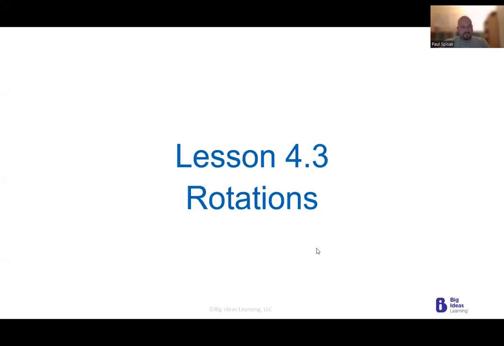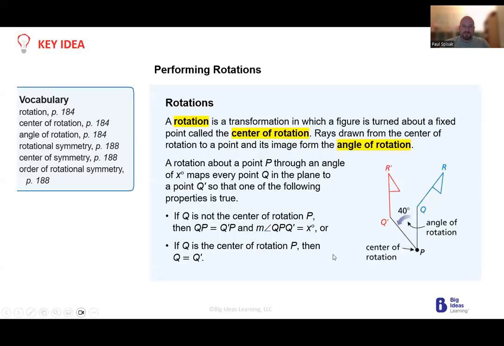Okay, so the next type of transformation is a rotation, lesson 4.3. Again, just like our last two lessons, we had translations, we had our reflections, and now we have our rotations. All three are transformations, and more specifically, they're all congruence transformations or rigid motions. So this is the last one of our rigid motions.